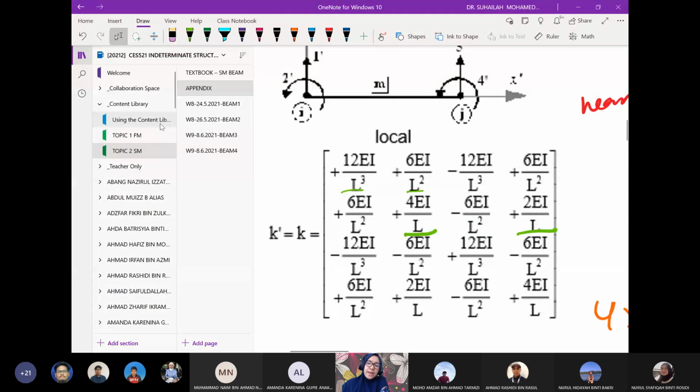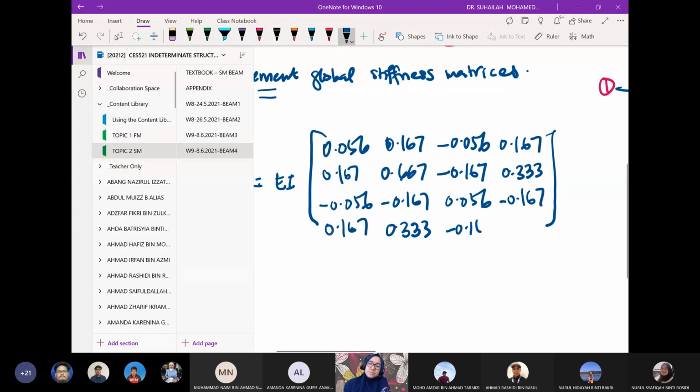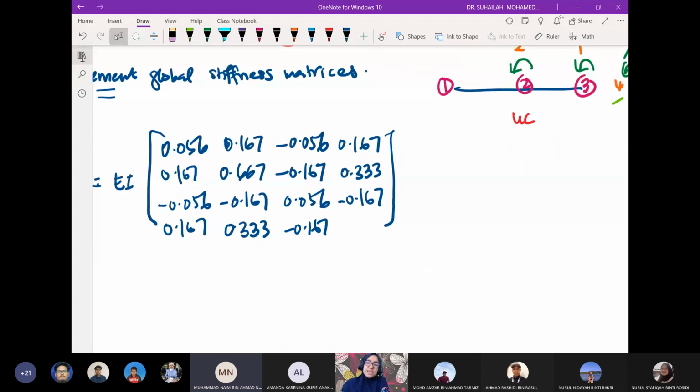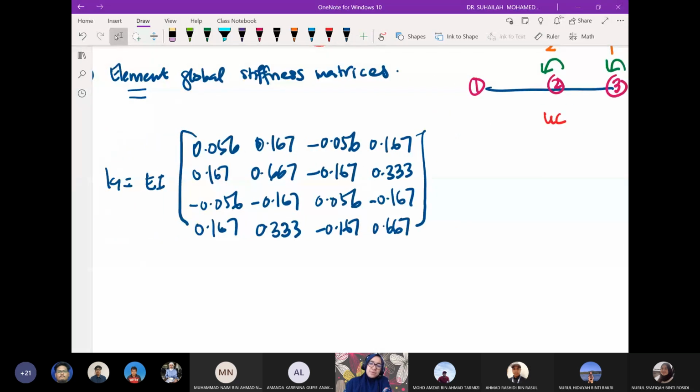Next value, 6 divided by L squared. It is negative 0.167. Last value. Positive or negative? Positive. Okay, now we have the values for the element stiffness matrix. This is for K1. Same with K2.